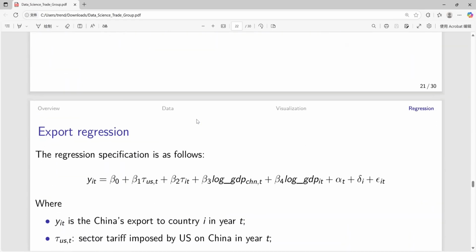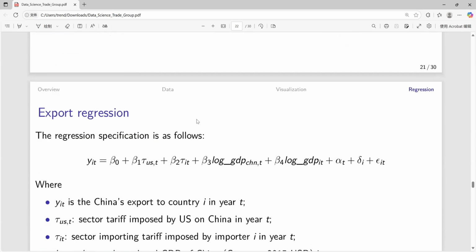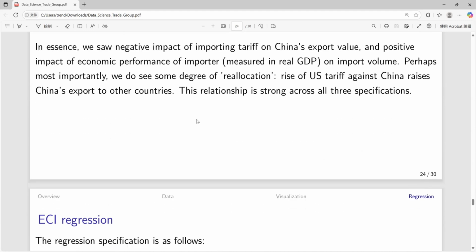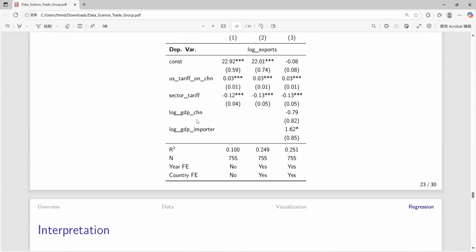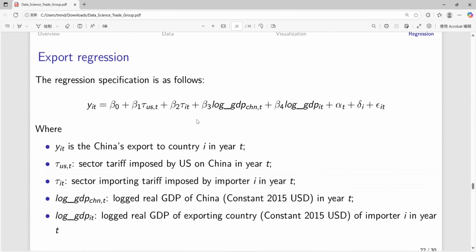And here's our regression results. So we run two regressions, one with the logged export volume being the Y variable, and the other regression uses the economic complexity index as the Y variable. For the export volume regression, we have Y_it being China's export, logged, to importer or country i in year t.